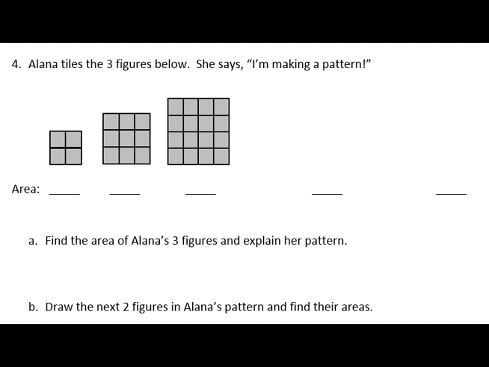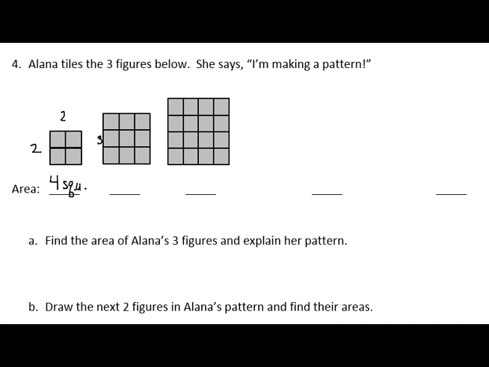Let's look at one more question. This one says, Elena tiles the 3 figures below. She says, I'm making a pattern. We're to find the area of Elena's 3 figures and explain her pattern. If I look at her first rectangle, I can see it is a 2 by 2 rectangle. So its area would be 4 square units, since 2 times 2 is 4.